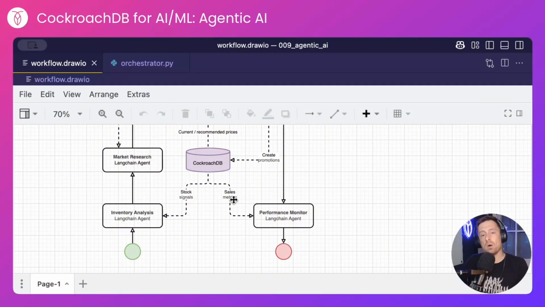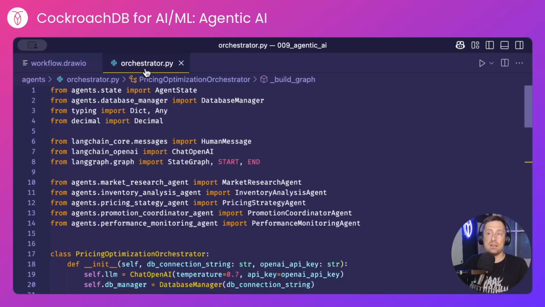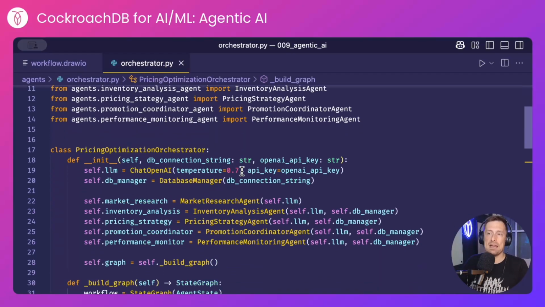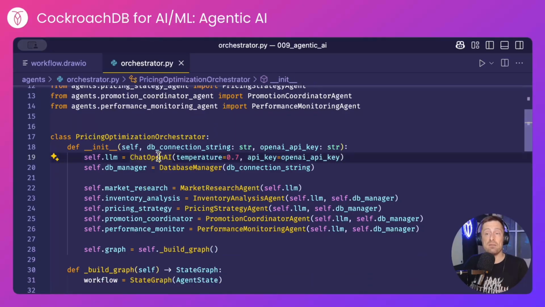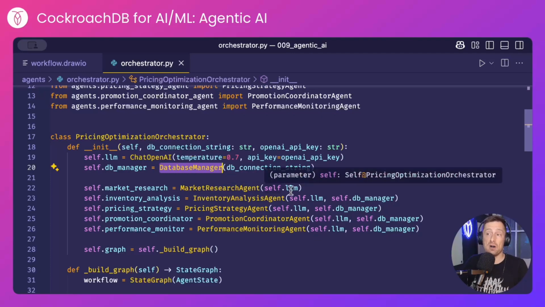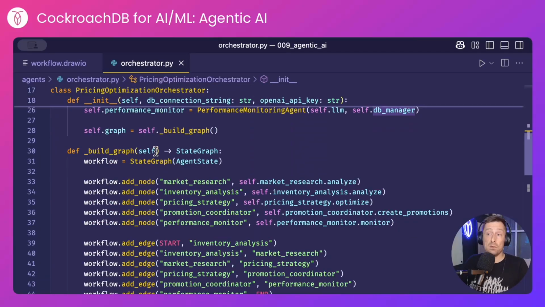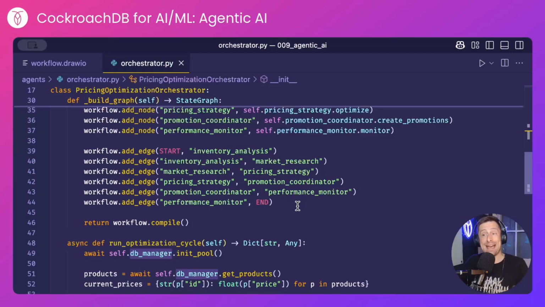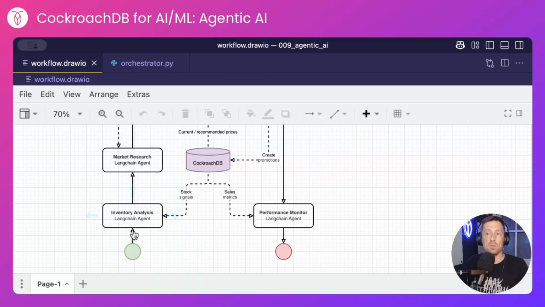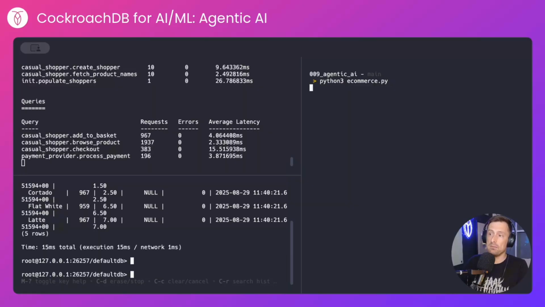If this is what my agent workflow looks like at a bird's eye view, in code, it's more or less the same thing. I have an orchestrator that is aware of our large language model and the database. In this class, I have a bunch of functions that access the database. And then I have my agents. Some are aware of my large language model and others are additionally aware of the database manager. We build the graph. So we add all of our agents and then we create the workflow by adding edges. So for example, the first node is start and that points to inventory analysis. And that creates the flow we see here. Let's run my agent workflow.